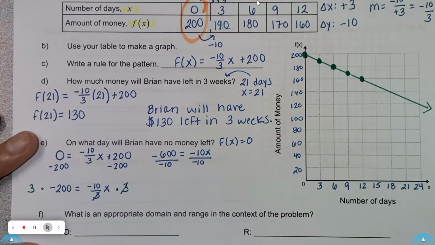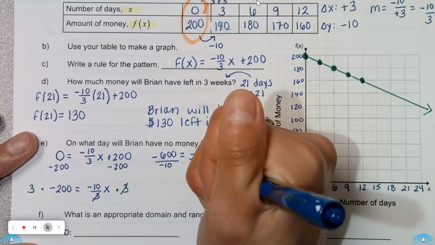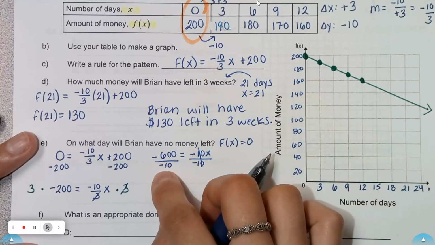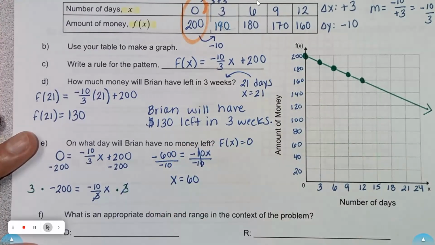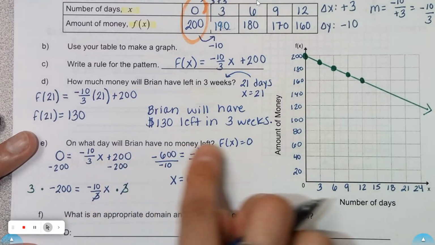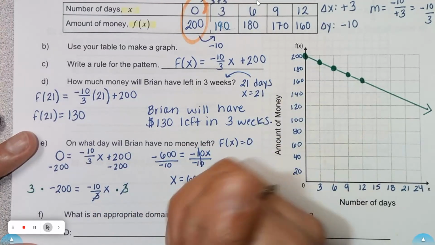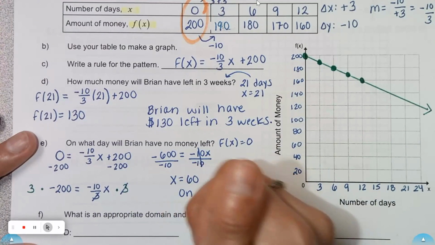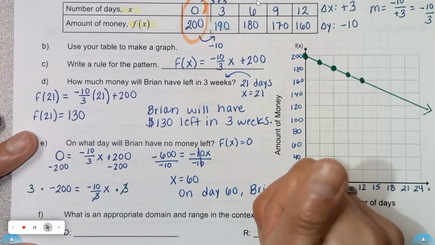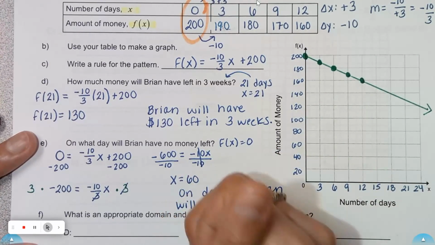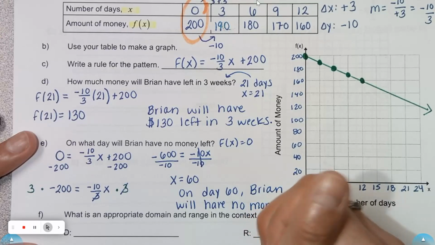Sorry, the day just ended. When I divide that on the right, these cancel. And when I divide negative 600 by negative 10, I get 60. So on what day will Brian have no money left? Well, it looks like on day 60. So on day 60, Brian will have no money left.